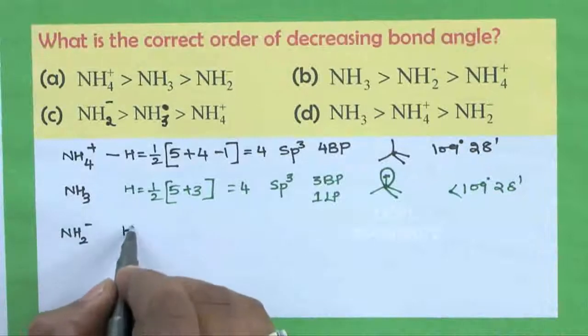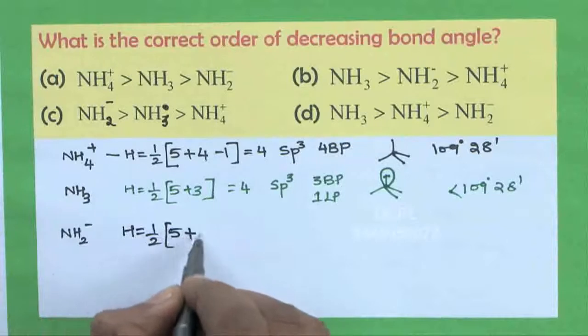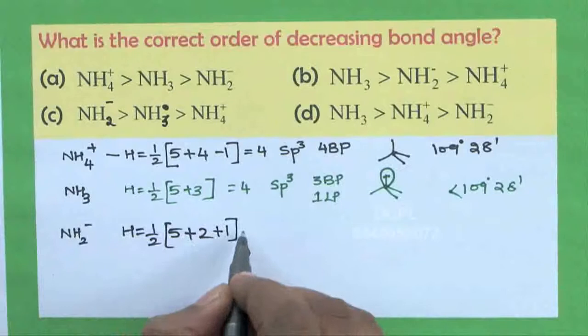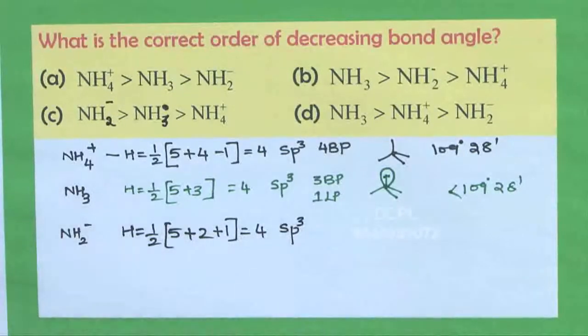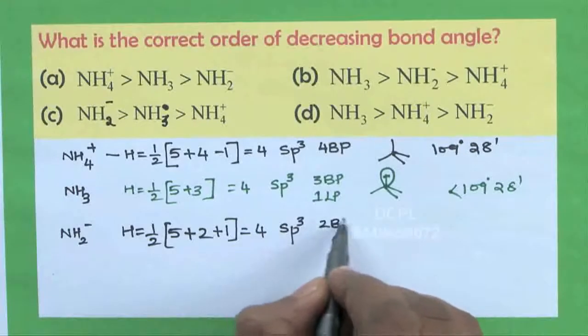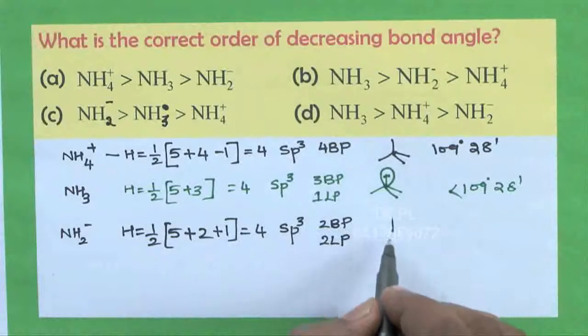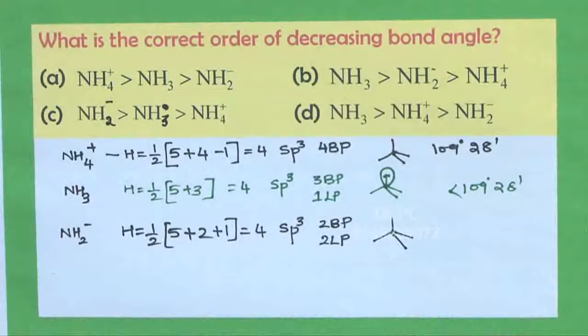NH2 minus: H is equal to half of nitrogen 5, hydrogen 2, plus 2 is 7, minus charge we should add 1, so 7 plus 1 is 8, 8 by 2 is 4. 4 indicates the hybridization is sp3. sp3 indicates nitrogen contains 4 orbitals, but nitrogen is linked to 2 hydrogen, that means there are 2 bond pairs and 2 lone pairs. Since the hybridization is sp3, the arrangement should be tetrahedral, indicating the bond angle should be nearly 109 degree 28 minutes, but the lone pairs decide it.